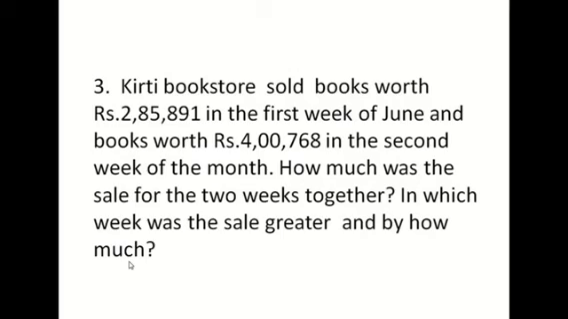So let me clear it first. Kirti bookstore sold books in the first week of June and in the second week of June. So in the first week of June the bookstore sold, how much was the amount? It was rupees 2,85,891, and for the second week the amount was 4,768,000. So the first question is, how much was the sale for the 2 weeks together?